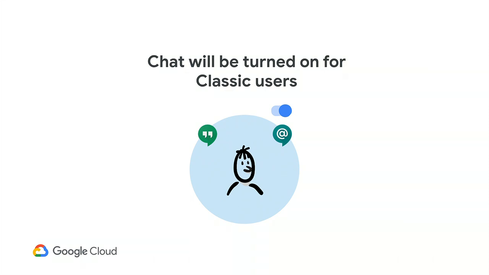The second change we're making, we will be turning on Chat for all Classic users. One thing I want to stress is we are not going to change the default experience. Your users will still have Classic in Gmail. They will still have the Classic mobile apps. They will still have the Classic Chrome extension. The main change we're making here is that we are enabling users to use chat.google.com and the Chat mobile apps if they want to.